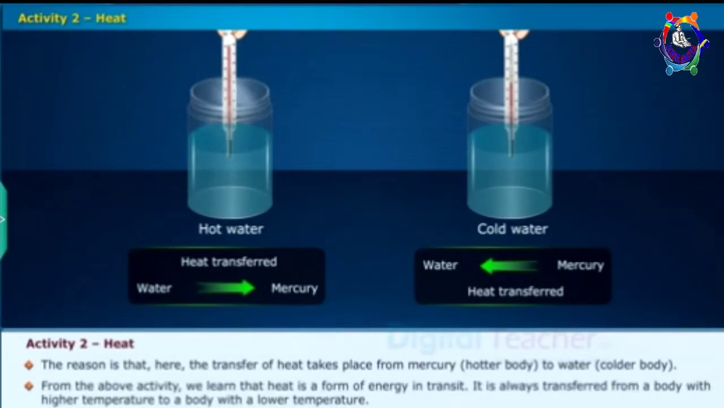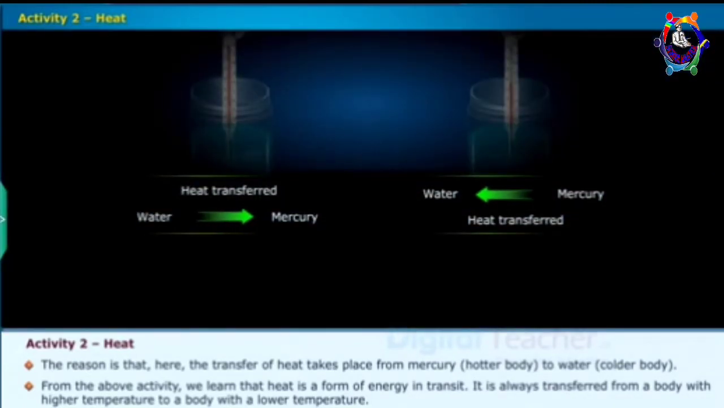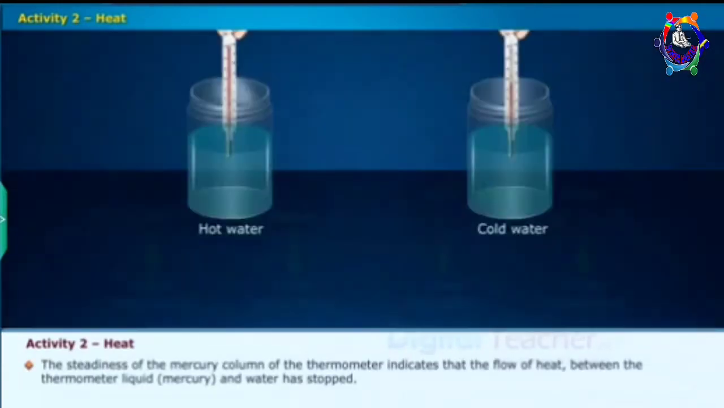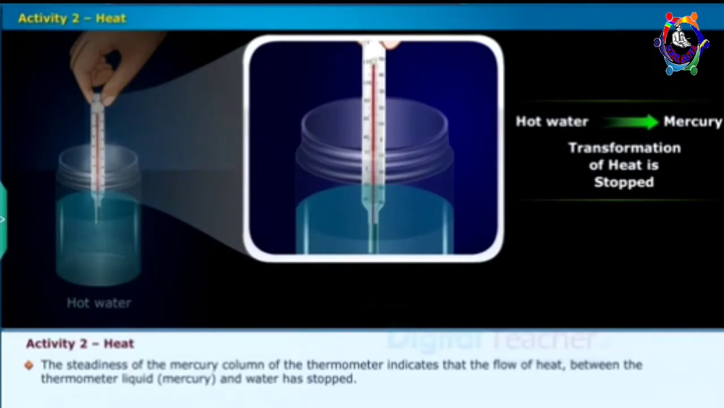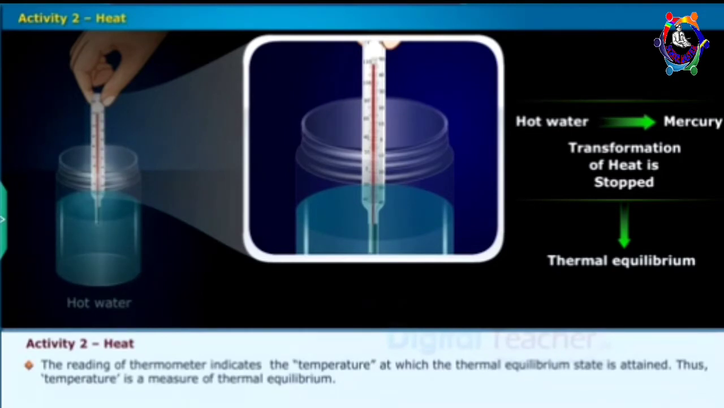From the above activity, we learned that heat is a form of energy in transit. It is always transferred from a body with higher temperature to a body with a lower temperature. The steadiness of the mercury column of the thermometer indicates that the flow of heat between the thermometer liquid mercury and water has stopped. That is, thermal equilibrium state has been attained by the water and the thermometer liquid mercury. The reading of the thermometer indicates the temperature at which the thermal equilibrium state is attained. Thus, temperature is a measure of thermal equilibrium.